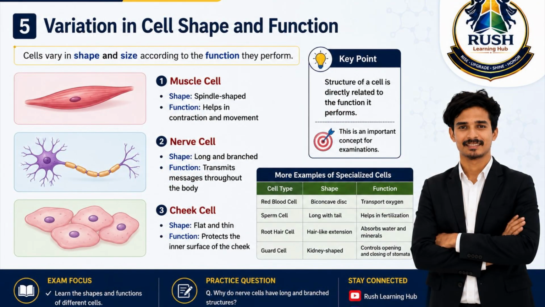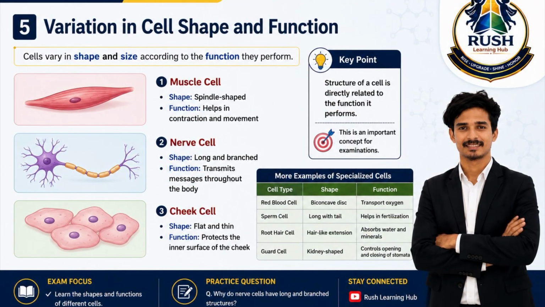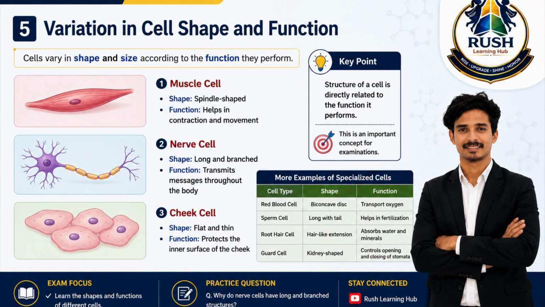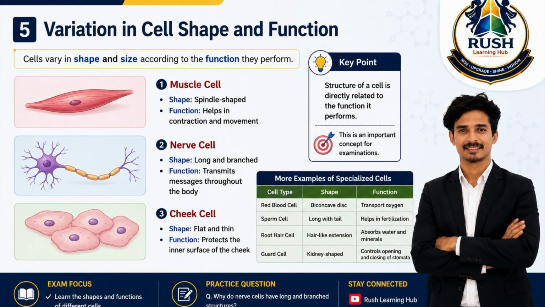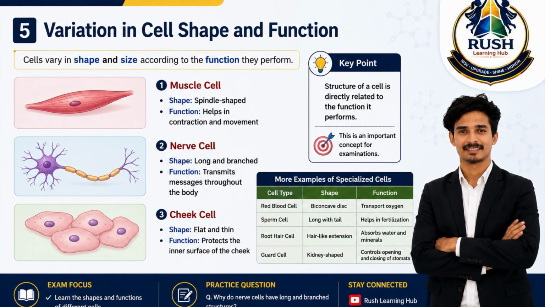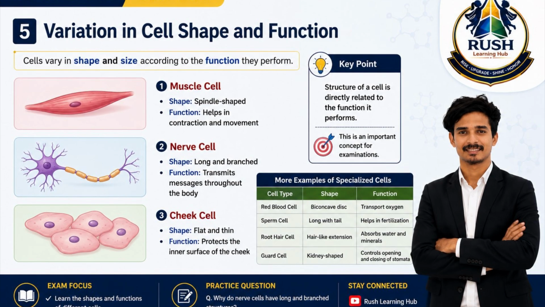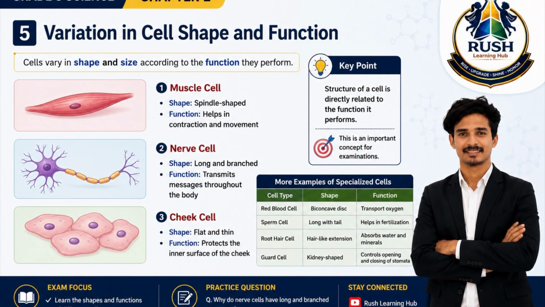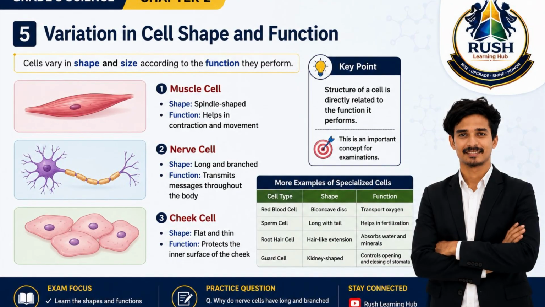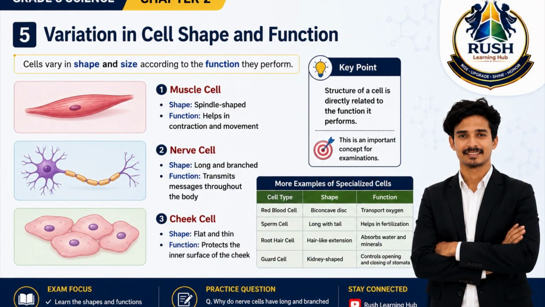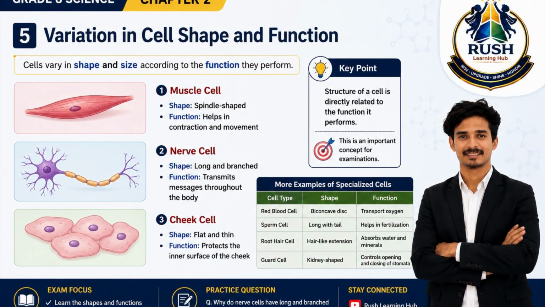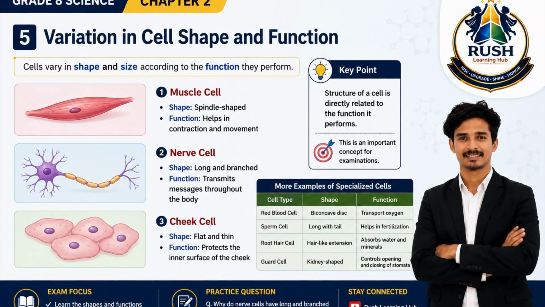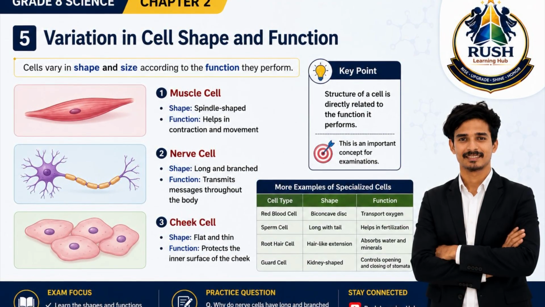Variation in cell shape. Cells are not all identical in shape and size. Different cells have different structures because they perform different functions. Muscle cells are spindle-shaped and elongated. Their shape helps them contract and produce movement. Nerve cells are long and branched. This structure allows them to transmit messages quickly throughout the body.